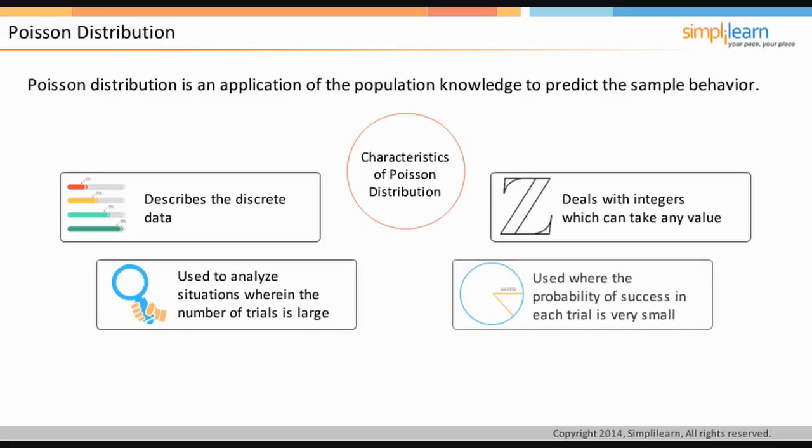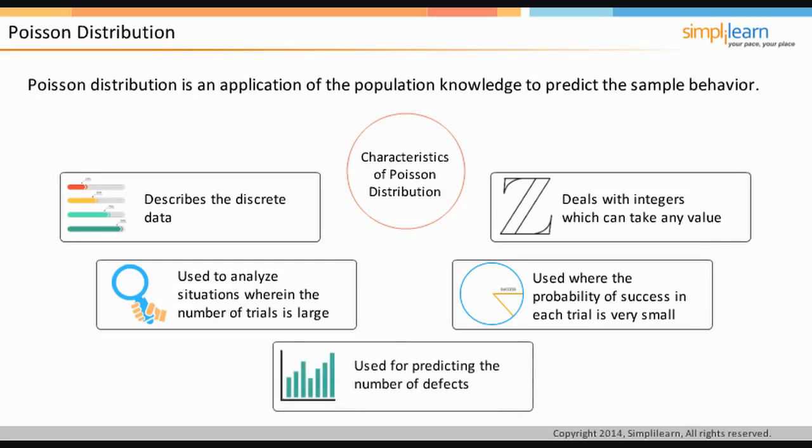Additionally, it is used in situations where the probability of success in each trial is very small, almost tending toward 0. This is the reason why Poisson distribution is applicable for predicting the occurrence of rare events like plane crashes, car accidents, etc., and is therefore widely used in the insurance sector. Poisson distribution can be used for predicting the number of defects as well, given a low defect occurrence rate. Let us look at the formula for calculating Poisson distribution in the next screen.